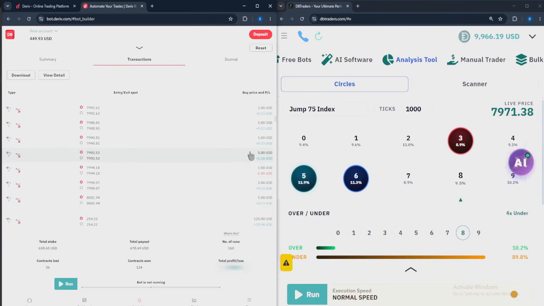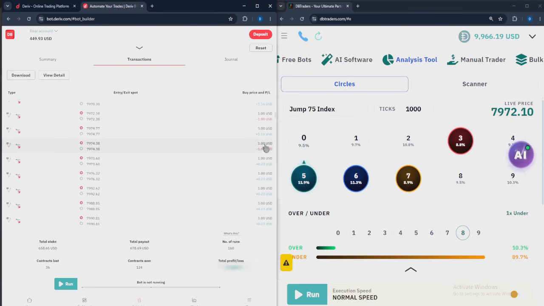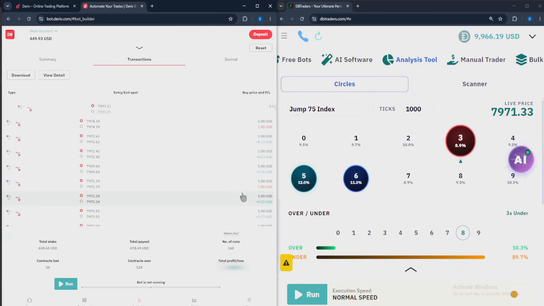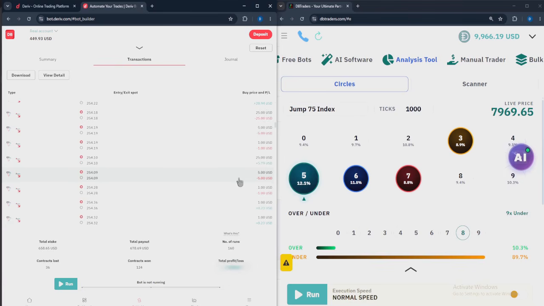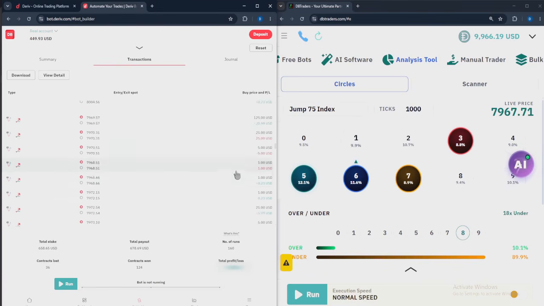At this point, I think I was over 100 runs, and the bot was still going. It continued. As you can see, a loss, recovery, a loss, recovery, a loss, recovery. Okay, so that was what happened. As you can see, the bot tried its best. I did 124 runs, and I lost only 36 contracts, which is not bad. All right, so that was what I did today.